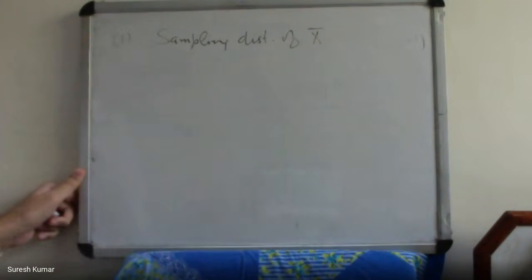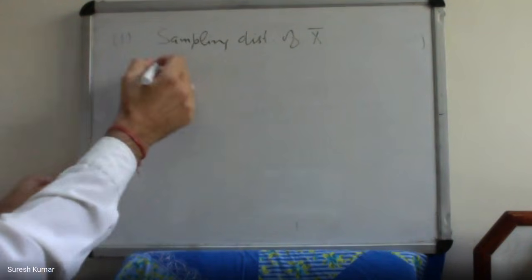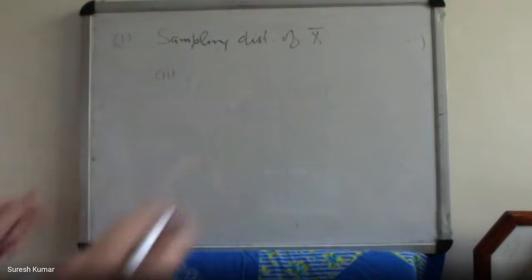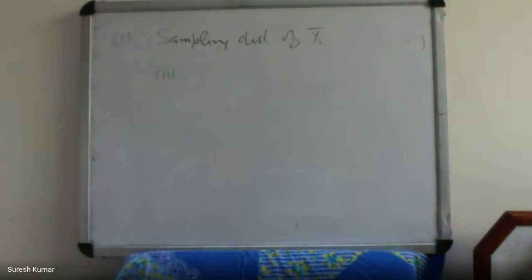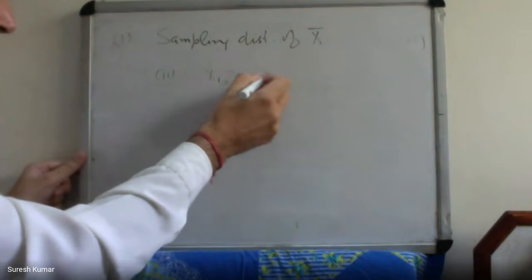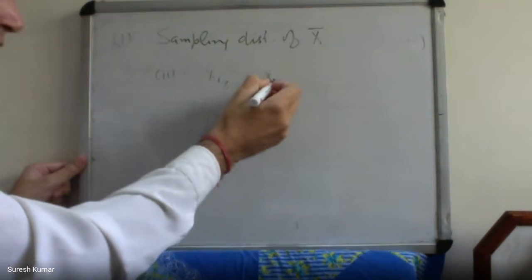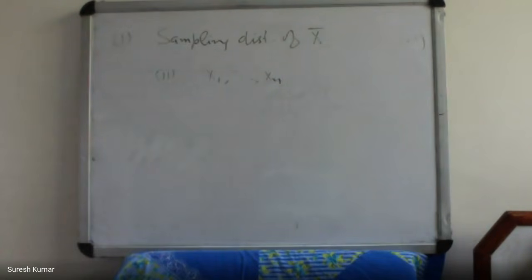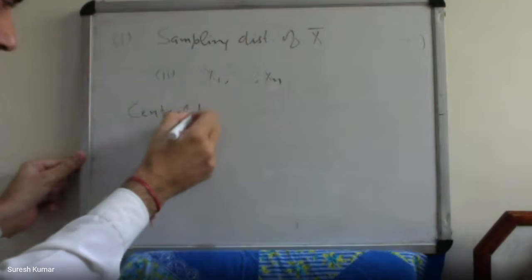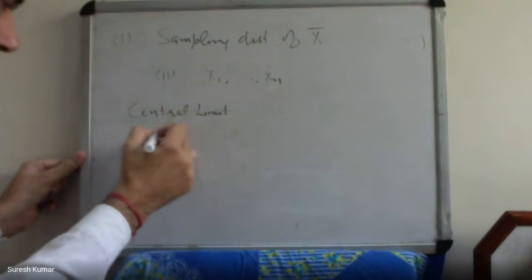Okay, here we have taken a normal population. What if the population is not normal? I'm now discussing the second case, when the population from which the random sample is taken is not normal. In that case, we have a very powerful result which gives us the distribution of x bar, called the central limit theorem.